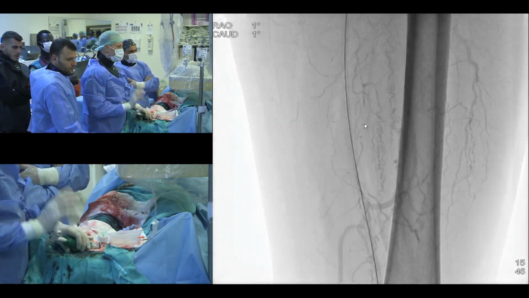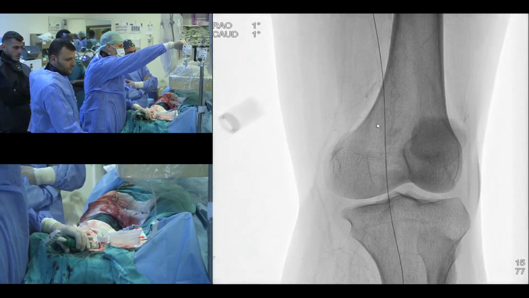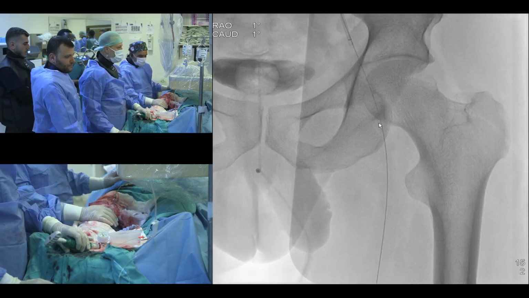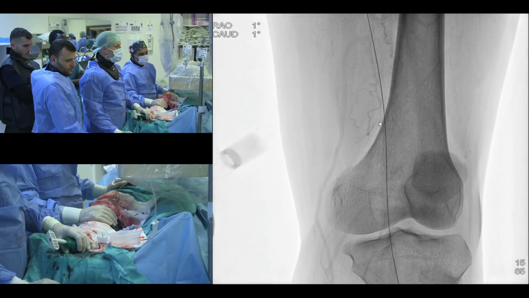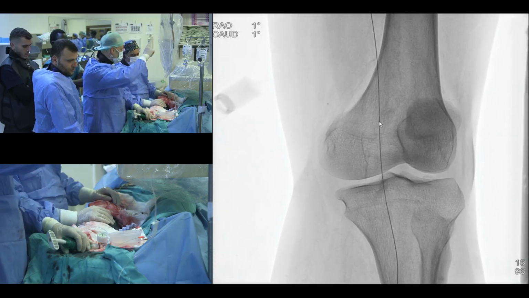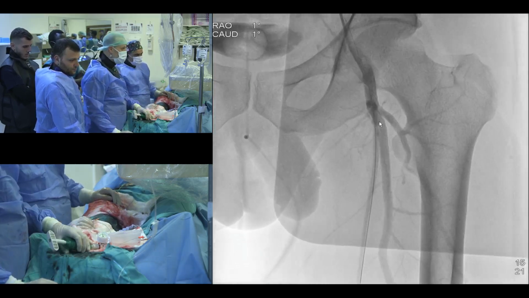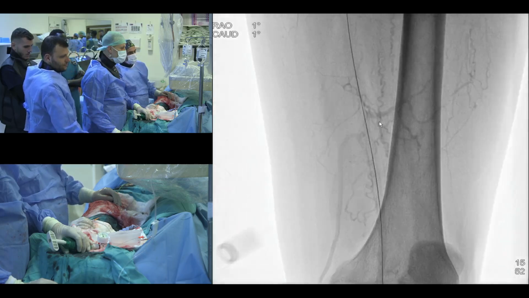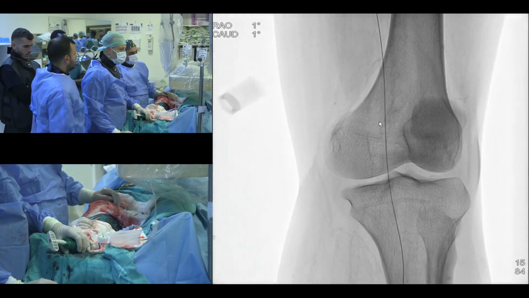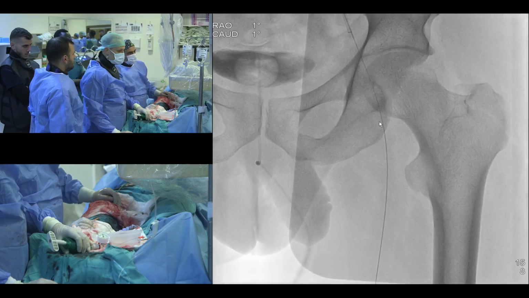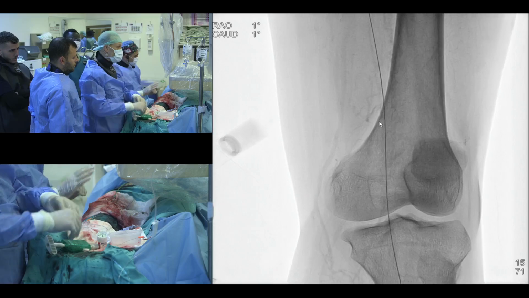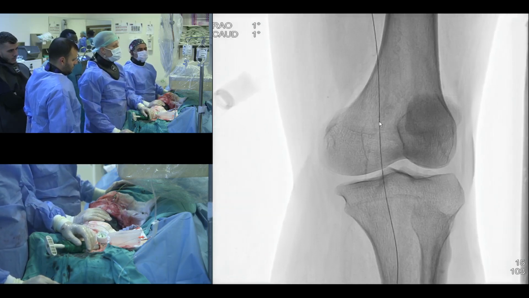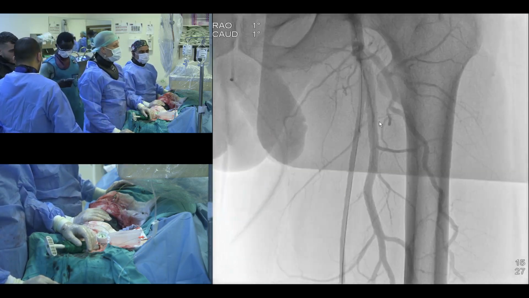Now we have an antegrade approach today, because if we are able to cross the distal SFA, then we will have difficulty in case of a retrograde approach from the right side, in respect to tortuosity of the other side and the length of the available products, as you know. So can you show the first image?